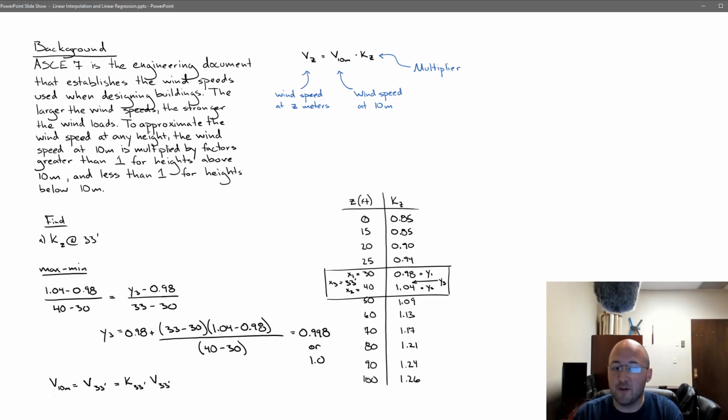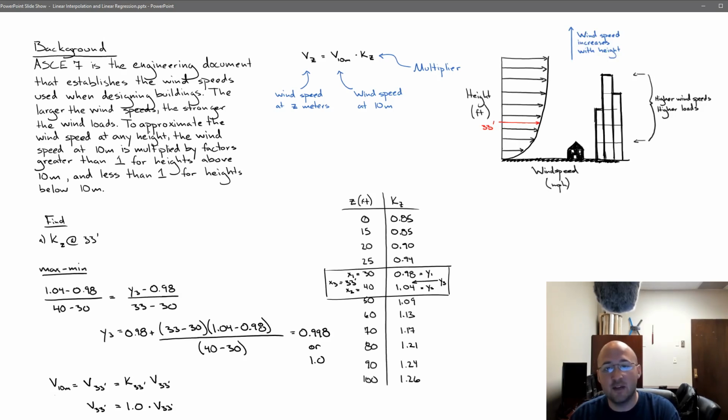Remember, this entire phenomenon was predicated on the idea that V at 10 meters, and I told you for those schooled in the US, V at 33 feet, equals a k factor at 33 feet times the velocity at 33 feet. So the velocity at 33 feet actually equals 1 times the velocity at 33 feet, which is what we were talking about, given that figure, right?